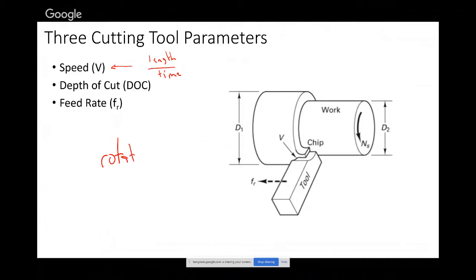Rotation is in the units of revolutions per time, right? Often RPM, what have you. Rotation and speed is not the same thing. Okay, speed, it's a linear speed.